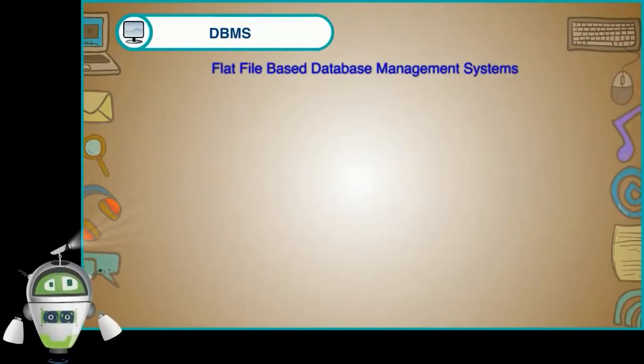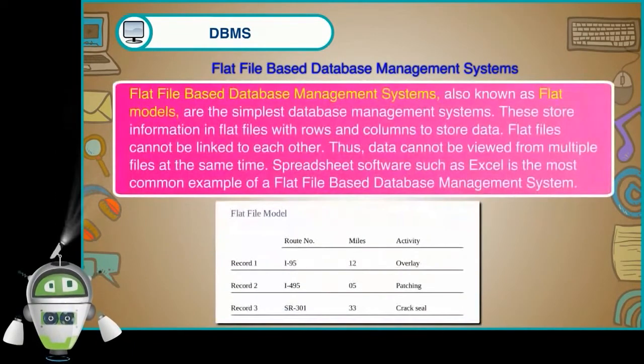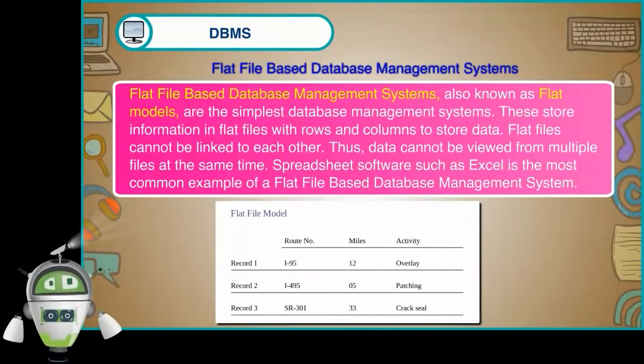Flat file-based database management systems. Flat file-based database management systems, also known as flat models, are the simplest database management systems. These store information in flat files with rows and columns to store data. Flat files cannot be linked to each other. Thus, data cannot be viewed from multiple files at the same time. Spreadsheet software such as Excel is the most common example of a flat file-based database management system.